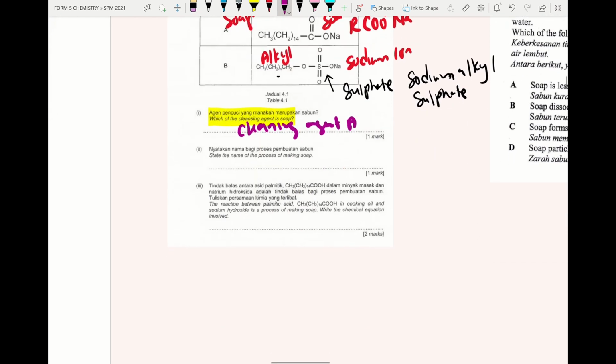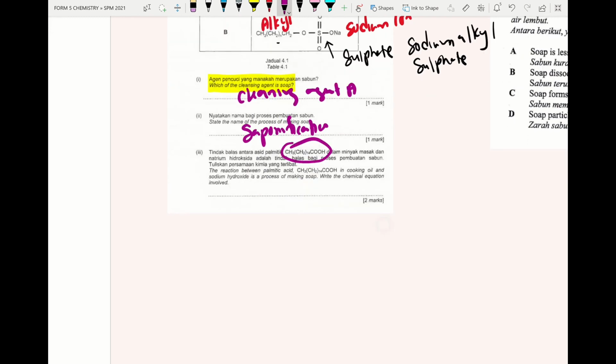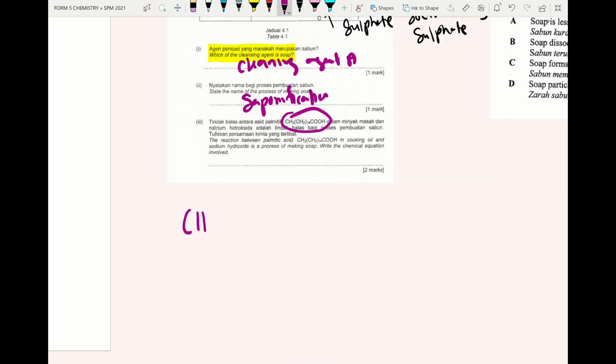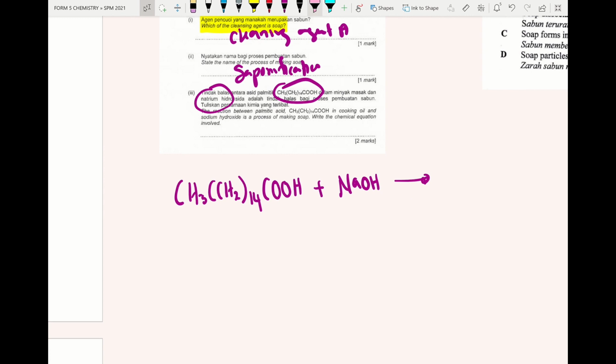Name the process of soap making. The answer will be the saponification process. And please remember, sodium palmitate is given. So we write the sodium palmitate here, CH3, open bracket, CH2, close the bracket, and we follow the structure given, COOH, reacted with sodium hydroxide. They want the chemical equation in this question. So how to do the chemical equation? It will ionize partially and produce CH3(CH2)14COO negative and a hydrogen ion.